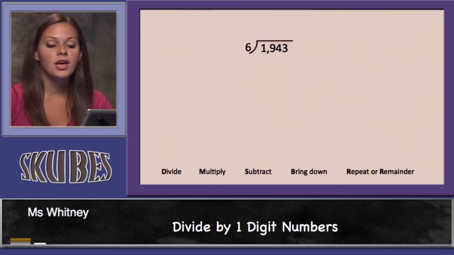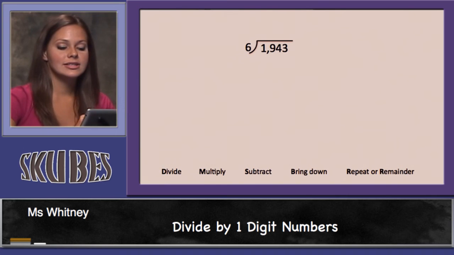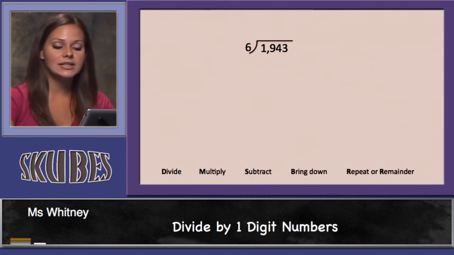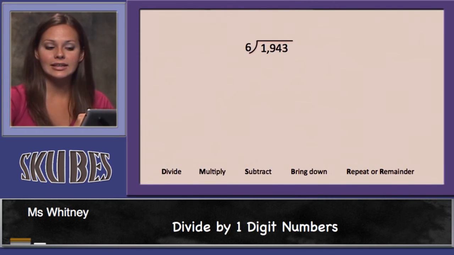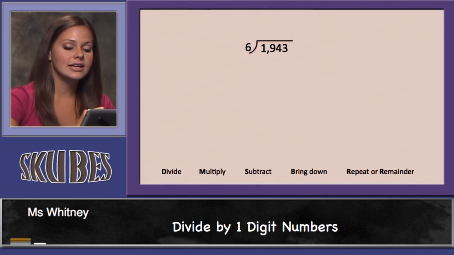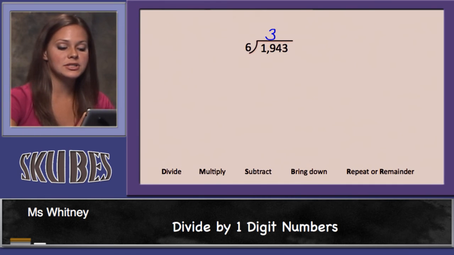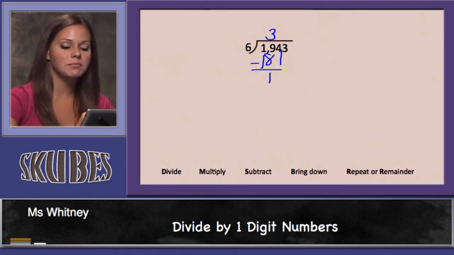Let's try this one. 1,943 divided by 6. 6 does not go into 1. So let's see how many times 6 can fit into 19. 6 goes into 19 3 times. 6 times 3 is 18. Next I'll subtract. Now I'll bring down my 4.